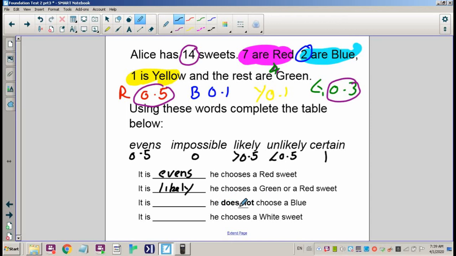Now, it's a tricky one. He does not choose a blue. That means he could choose a red, a green, or a yellow. Add those all up. 0.5, 0.3, and 0.1 is 0.9. That's very likely. So the word here is going to be likely again. Just run through that. He does not choose a blue. That's a very short way of saying he chooses any of the other ones. That is a red, a yellow, or a green. And finally, the probability he chooses a white sweet. There's no white sweets, so it's impossible.